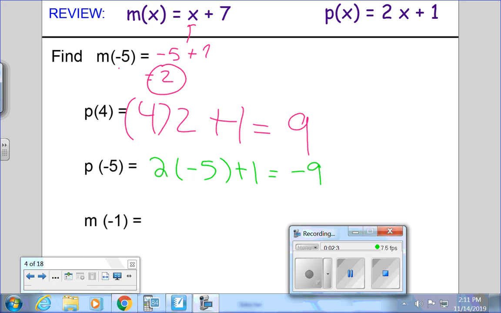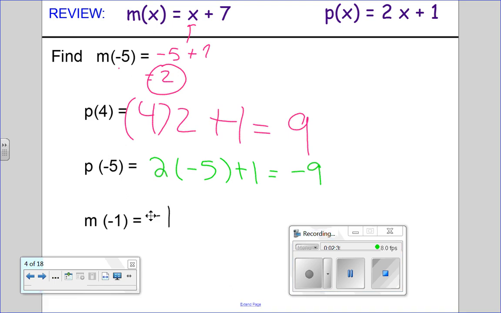All right, so you take -1 and put it in place of x for the m. -1 plus 7 equals 6.